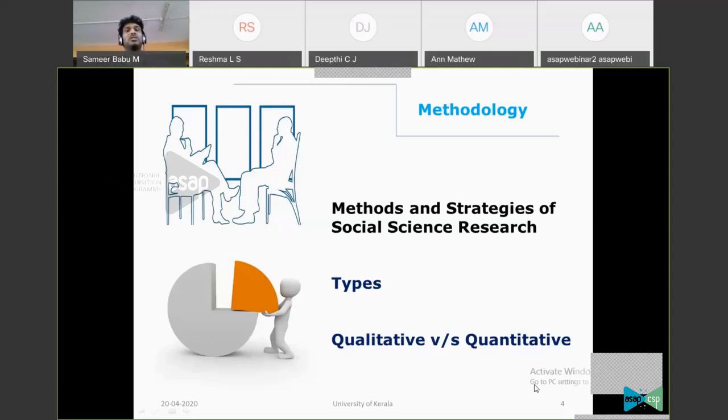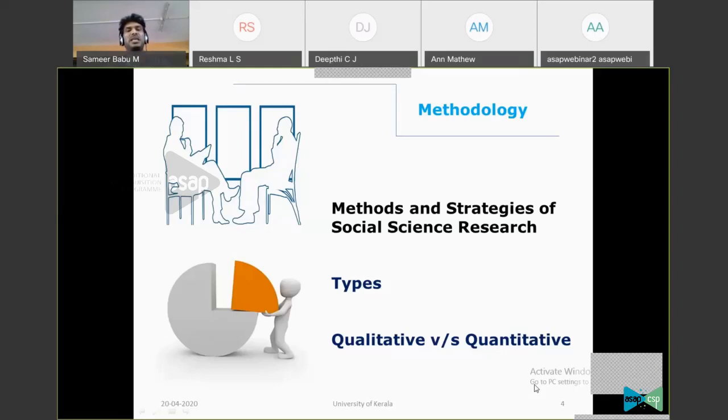What we are doing is selecting a group as a sample, as participants, and observing some phenomena, some constructs, psychological constructs, anything we are taking into account. For example, the emotional stability of a group. We are observing to what extent they are emotionally stable.